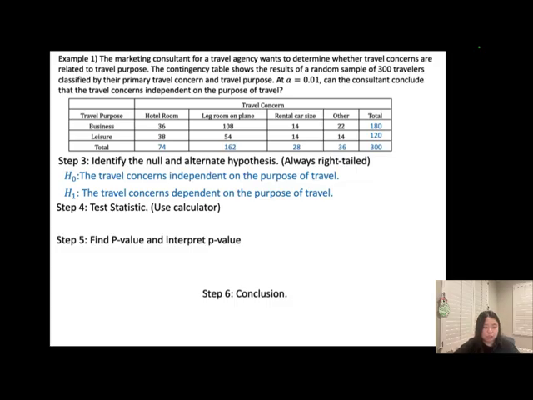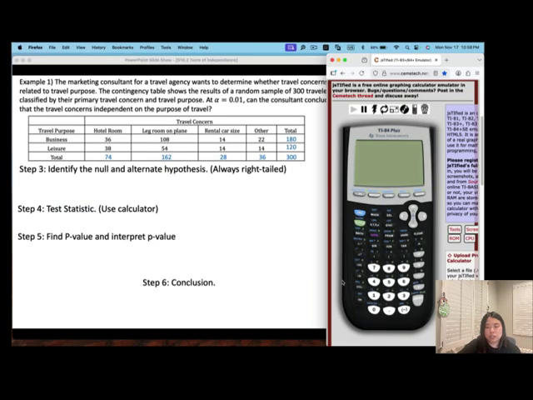Okay, now let's use the calculator. On your calculator, you're going to click second matrix. Do you see the matrix here? And then use the arrow button, go to edit, enter. And then we need to input your matrix. We do have 2 rows and 4 columns. So 2, enter, 4, enter. And then you're going to input this table.